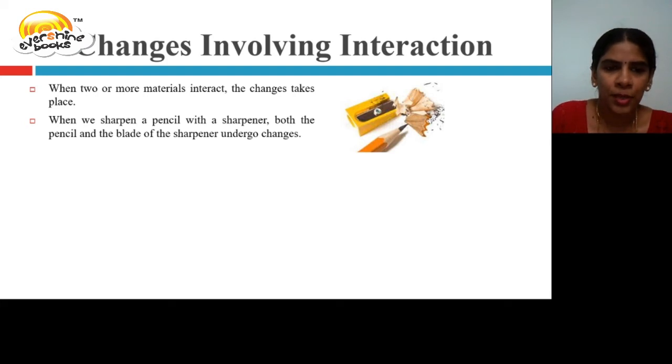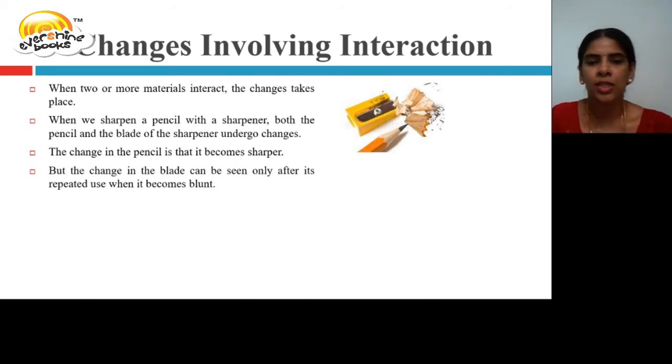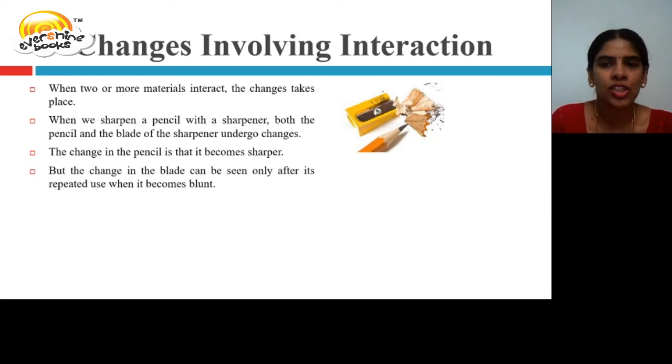When you keep sharpening the pencil with a sharpener, the blade of the sharpener gets blunt, whereas the pencil becomes shorter and the pencil tip becomes sharper. The change in the pencil is that it becomes sharper and gets reduced in its size. But the change in the blade can be seen only after its repeated use, when it becomes blunt.